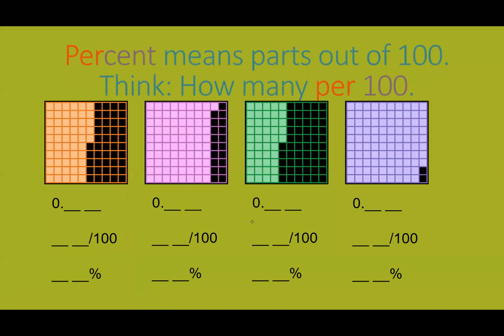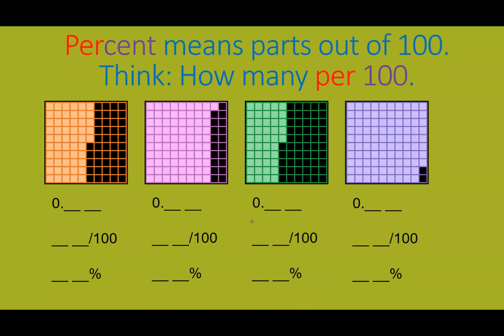Okay, next one. All right, perfect. On your piece of paper, I want you to try these 4 problems. Think how many out of 100. Count them, write them down on your piece of paper. Pause this video and let's see if your answers match mine. All right, I've got 10, 20, 30, 40, 50, 51, 52, 53, 54, 55. It's 55 hundredths, 55%.